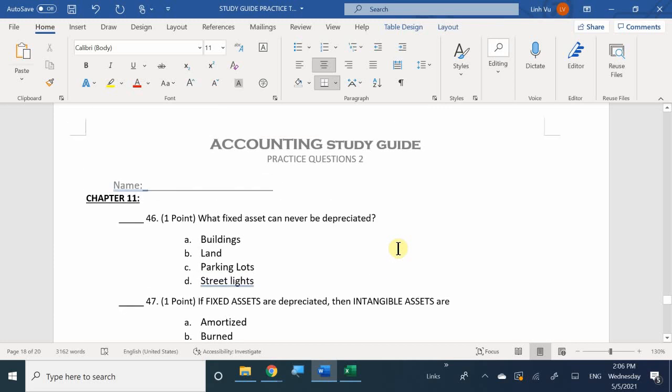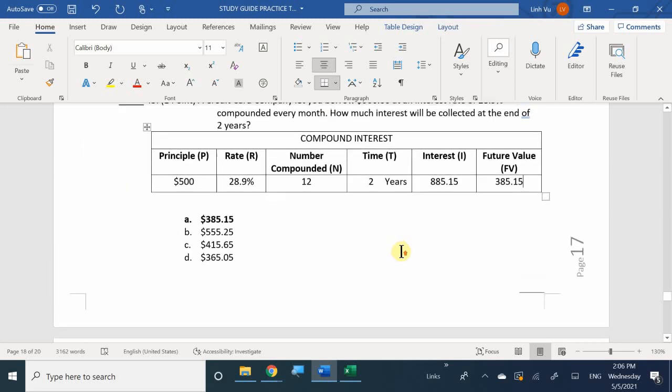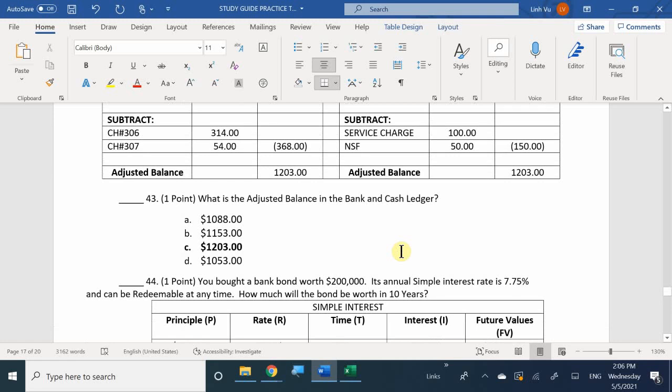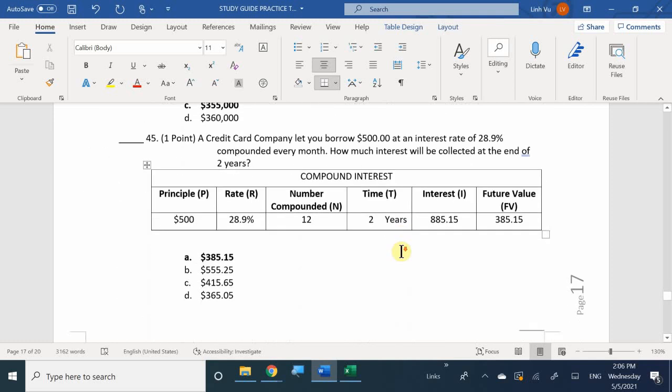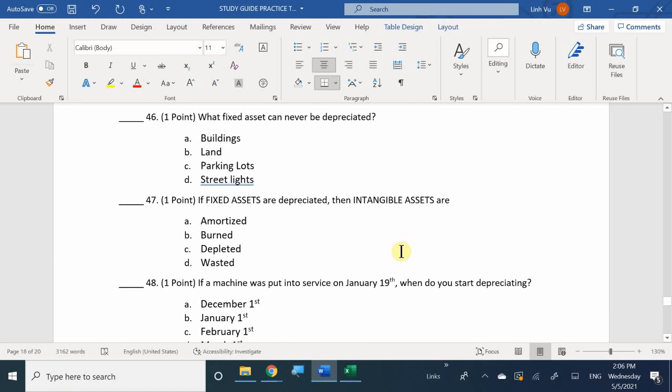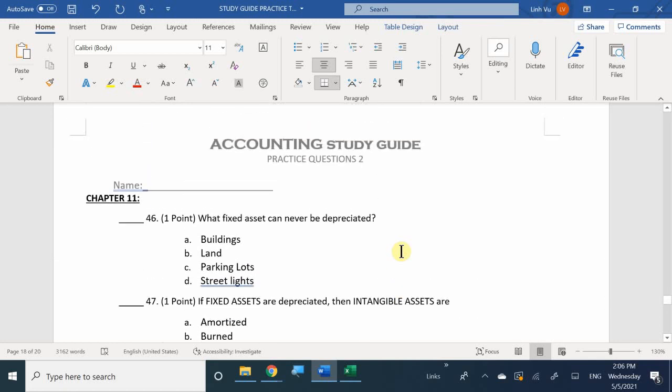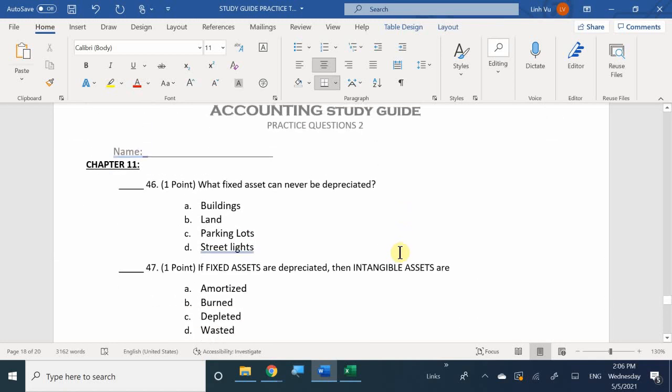So that was chapter 10. Any questions in regards to anything in chapter 10? So we looked at the interest, we looked at bank reconciliation, and we got to look at receivables. All right, coming around the corner is the last section here at chapter 11.